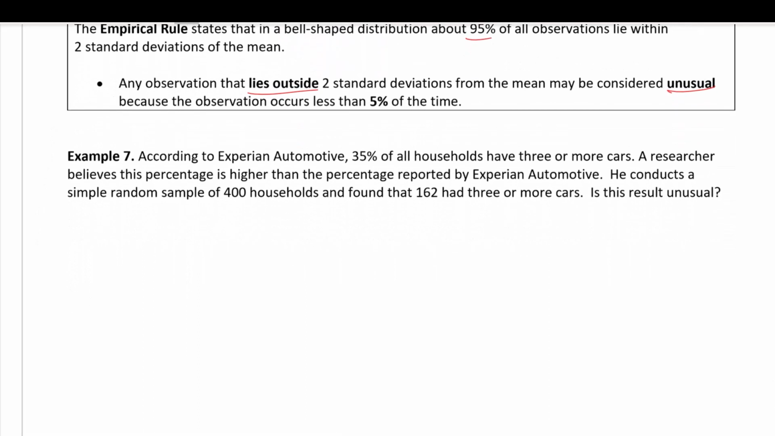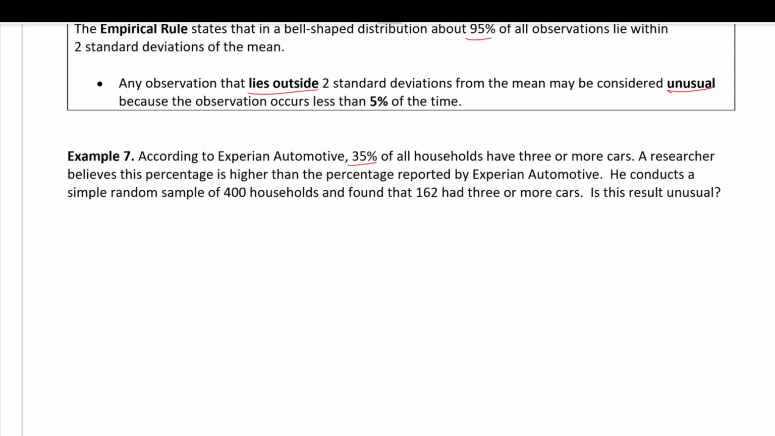Example 7. According to Experian Automotive, 35% of all households have 3 or more cars. A researcher believes this percentage is higher than the percentage reported by Experian Automotive. This is a prelude to what we're going to talk about in a few chapters from now, and that's hypothesis testing. There could be some statistic out there that could be challenged. In this case, a researcher believes this percentage is actually higher than this 35%.